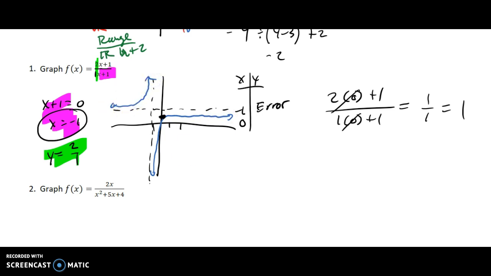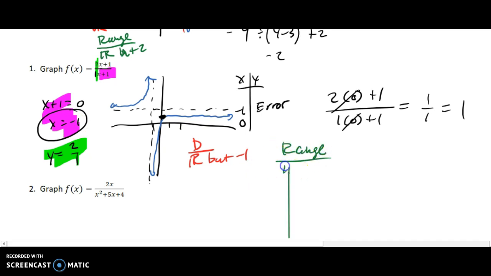Don't forget our domain and range, so domain is all real numbers, but negative 1, because it comes from the purple, and then this is going to come from the green. So the range is all real numbers, but 2.